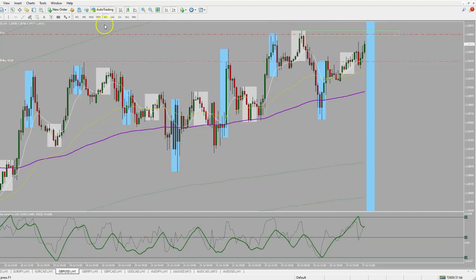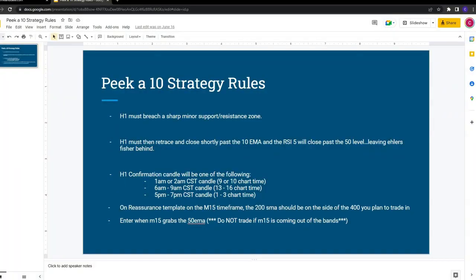We're going to break this trade down. This is my Peak of 10 strategy, and let's go over those strategy rules so you can see why I took this trade specifically. So here's a breakdown of my Peak of 10 strategy.